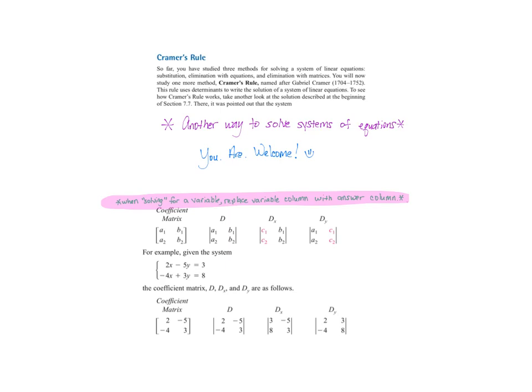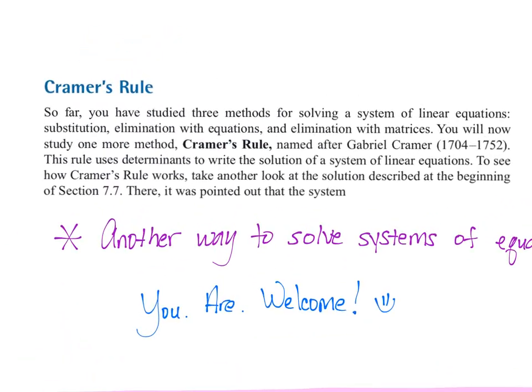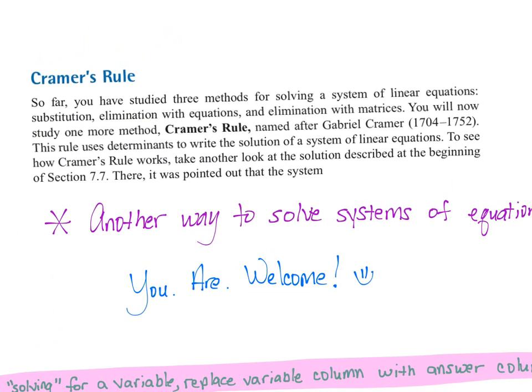All right, this is 7.8. This is called Cramer's rule. This is another way to solve systems of equations. I say you're welcome because this is probably the easiest way. That's why we do it last.